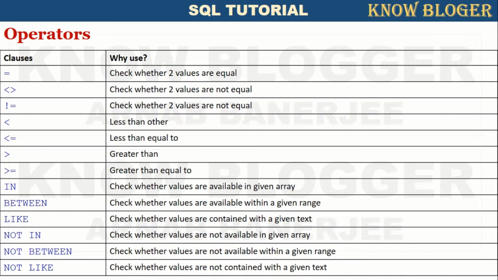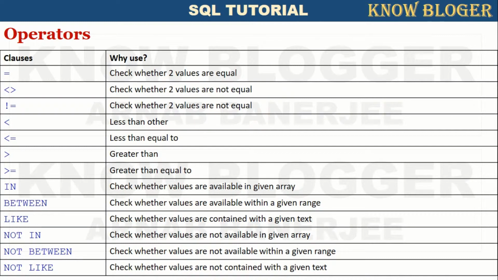Equal, not equal. For not equal, you have two ways to express it; the second one and the third one are both the same, to indicate not equal. Then less than or equal to, greater than or equal to, the IN keyword, BETWEEN, LIKE, NOT IN, NOT BETWEEN, NOT LIKE. All of these operators you can use.